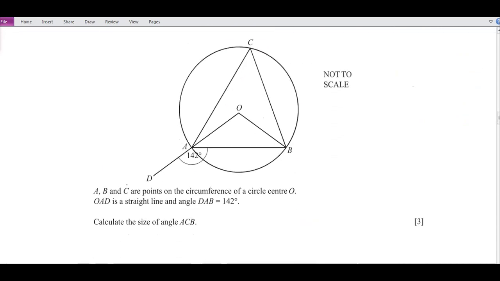Look at this one. A, B, C are points on the circumference of the circle. And angle DAB, this angle, is given as 142. Calculate the angle ACB. This angle we have to find.